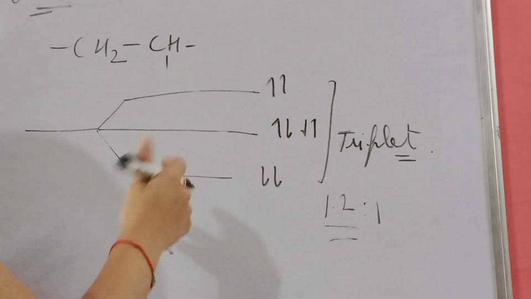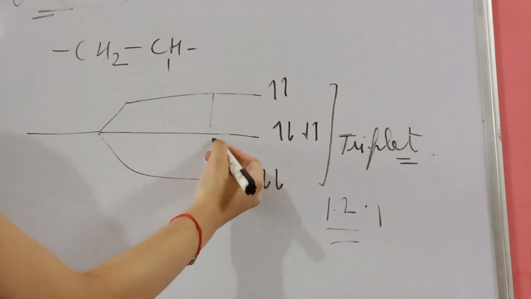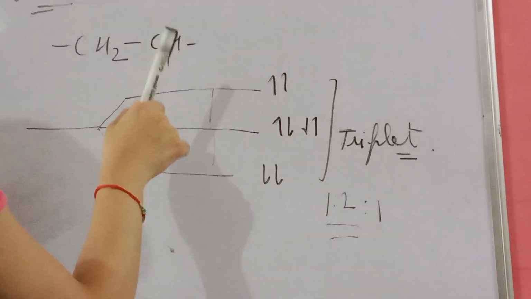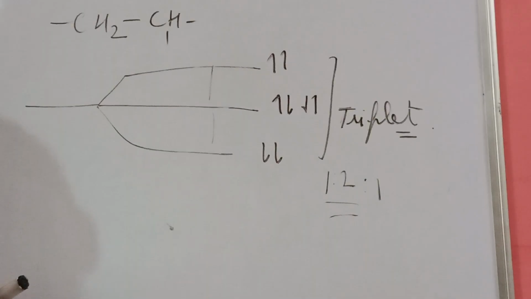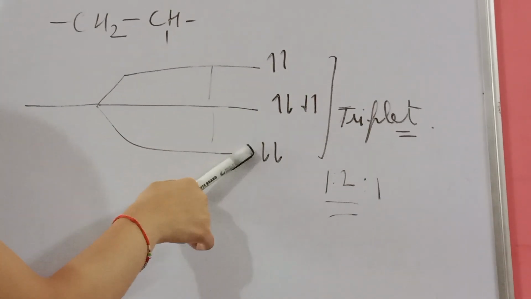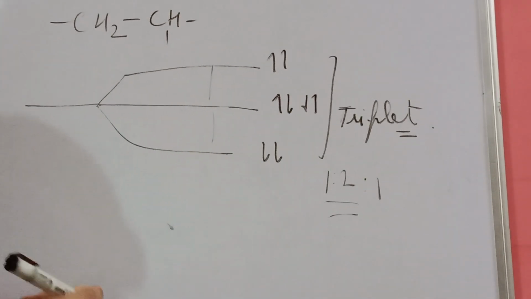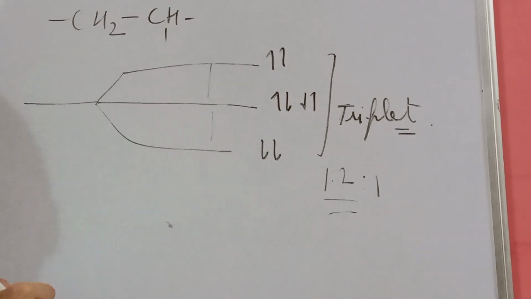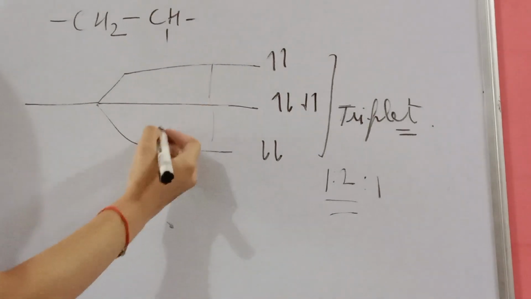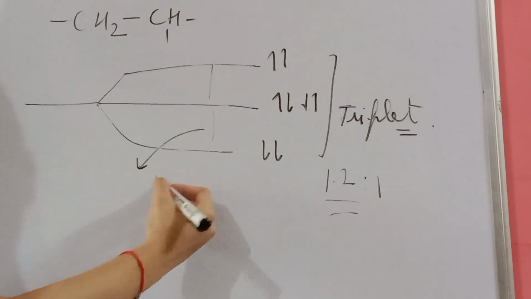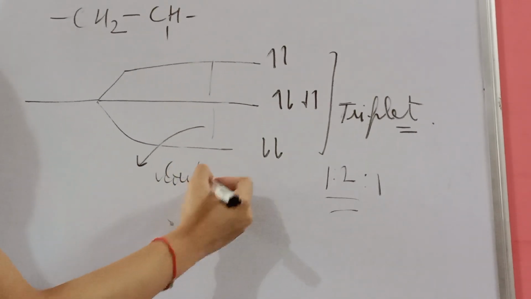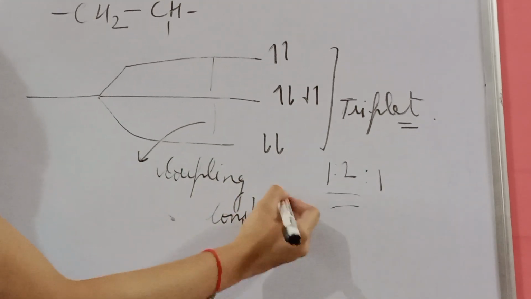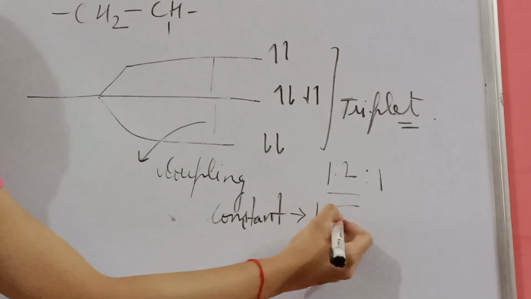The spacing between the two peaks of the doublet is exactly the same as the spacing between any two adjacent peaks of the triplet. This is because spin-spin coupling is a reciprocal process and the coupled protons affect each other to the same extent. This spacing is termed the coupling constant, and its unit is Hertz.